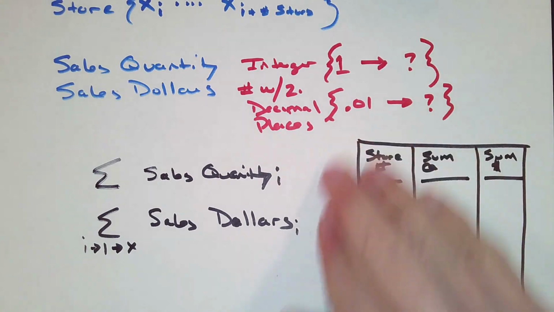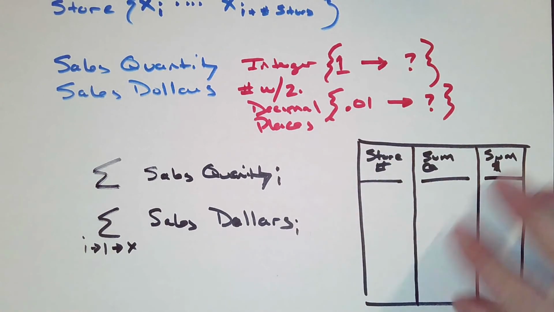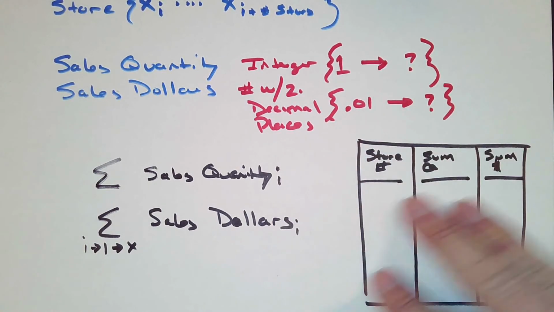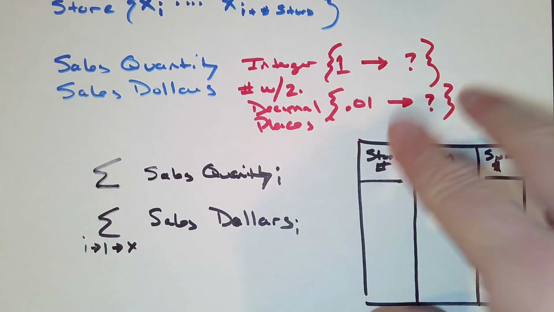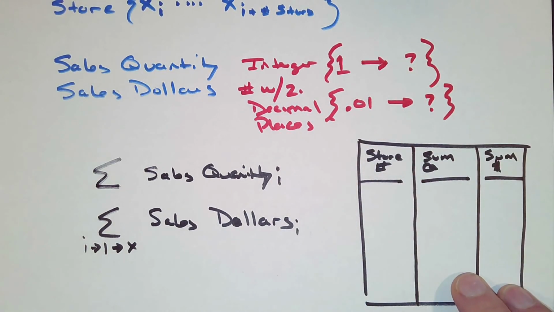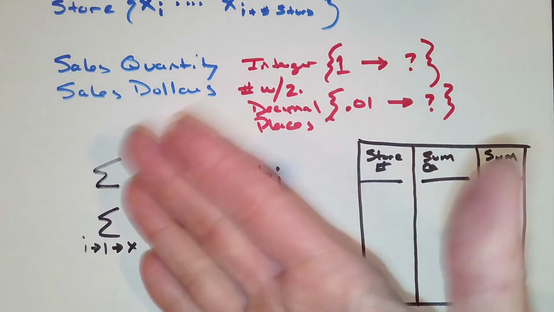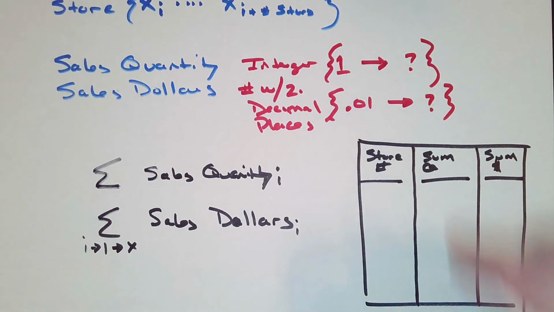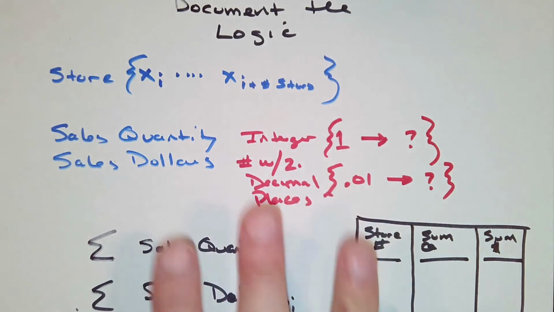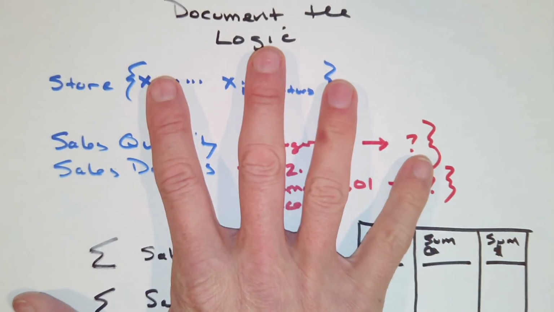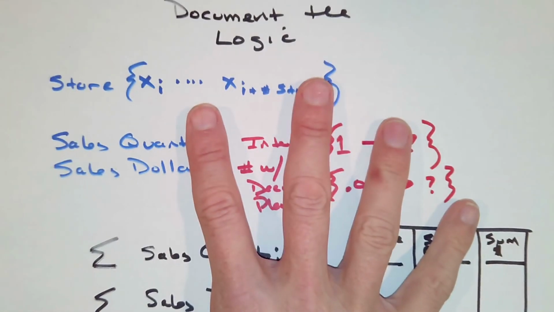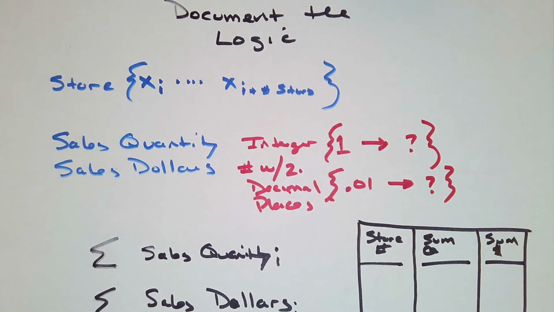Now, maybe this is the way to document it. Maybe it's not. Maybe I need something different. A simple table might work. Maybe a graph might be better. It depends on who your decision maker is. But I want you to be able to document your logic in simple form so that anybody can understand it. Don't get too complicated when you're trying to document logic.